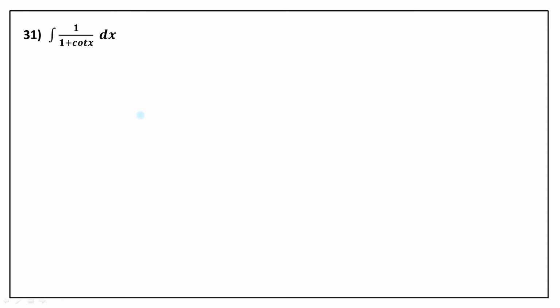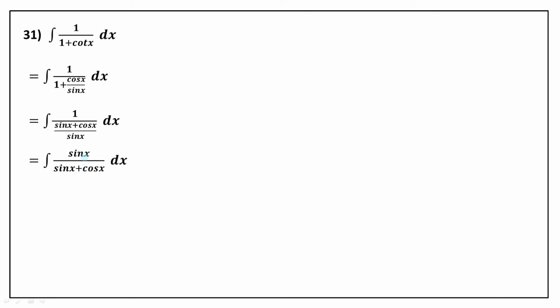Whenever we have cot x or tan x, the first thing we'll do is express that in terms of sine and cos. So I'm writing here cot x as cos x by sine x. Now taking the LCM, you get LCM as sine x, and you get the denominator sine x plus cos x by sine x. Now taking the reciprocal, you get sine x by sine x plus cos x.